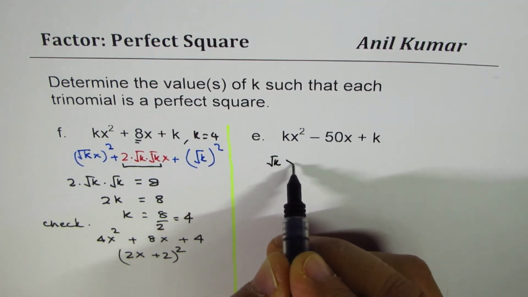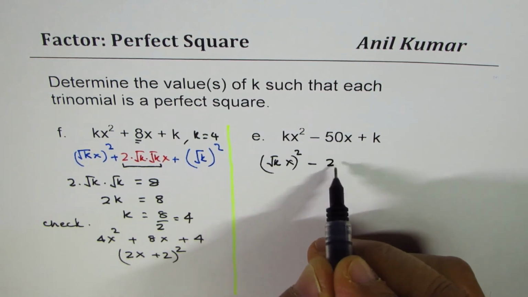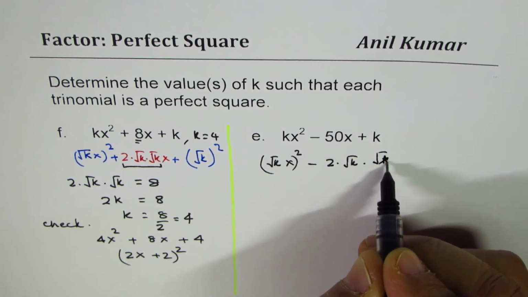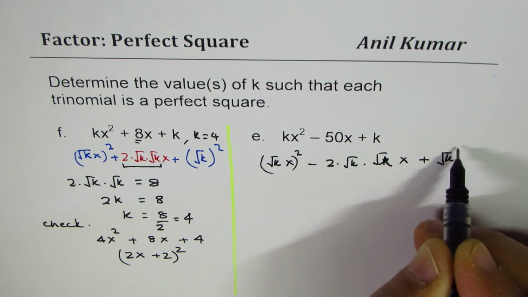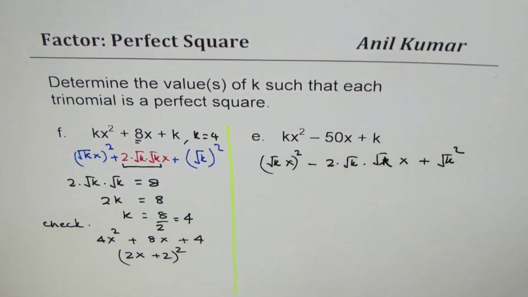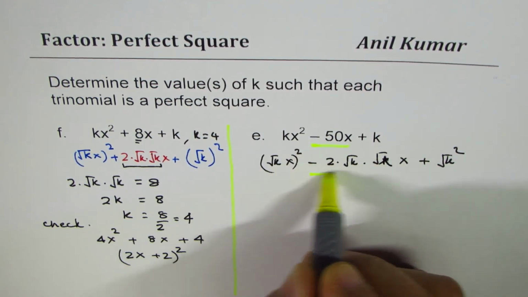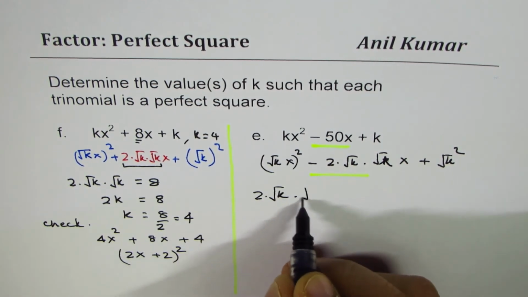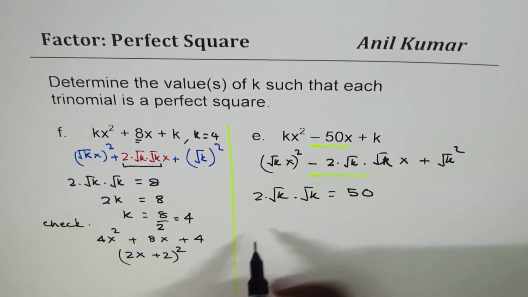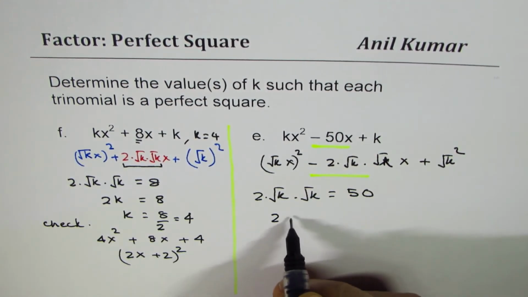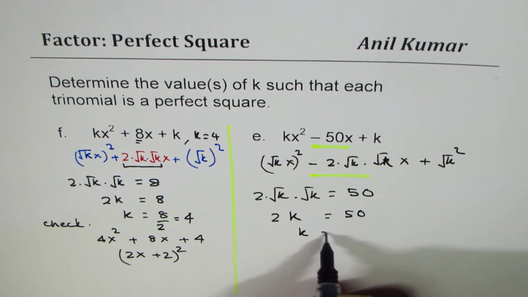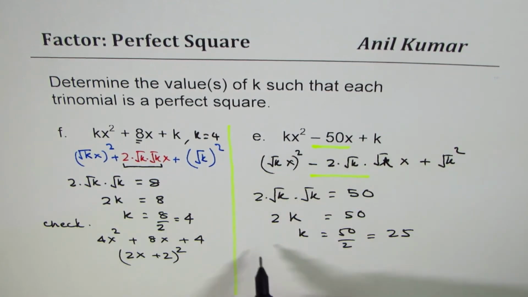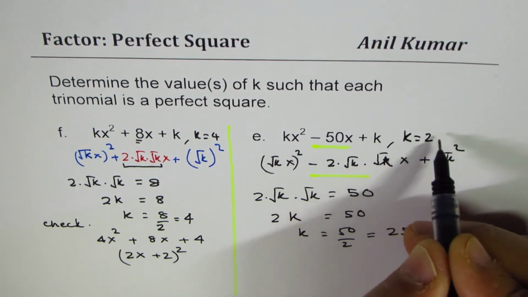We can write this as square root kx whole square minus twice square root k times square root kx plus square root k whole square. This k is for that. Comparing the center terms, that is to say minus 50 with minus all this, we can write 2 times square root k times square root k equals 50, right? X is already there. So we get 2 times k equals 50, k equals 50 divided by 2, which is 25. A perfect square. So k equals 25.